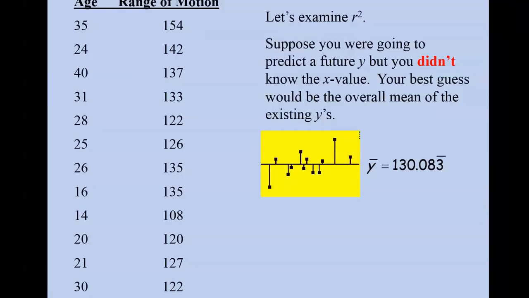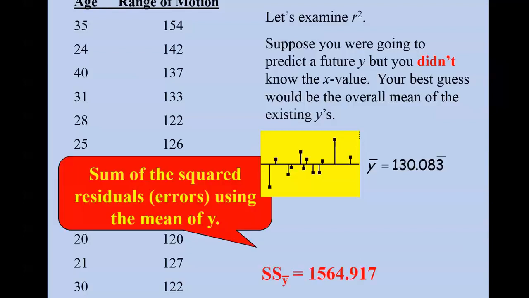Okay. And if I go back in and calculate the residuals on each of those points, so I look at how far off they are from that y bar, from just that average, I'll get the sum of the residuals. So if I add up all those errors, square them, and add that all together, I get this number. Okay, this 1564.